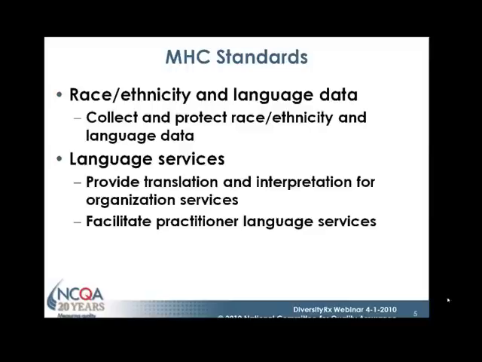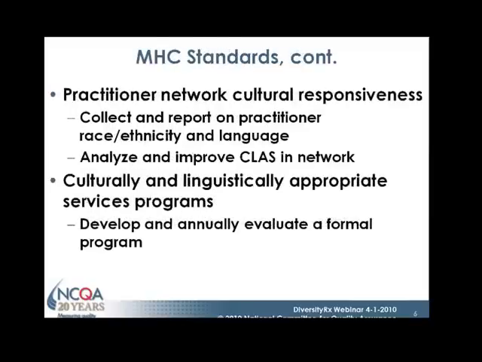Our second standard, language services, requires organizations to translate vital information into threshold languages, to provide interpreter services at all points of contact, and to offer assistance to practitioners in providing language services to their patients. Next slide, please. This standard, too, is weighted relatively heavily because of the importance of the role of communication.